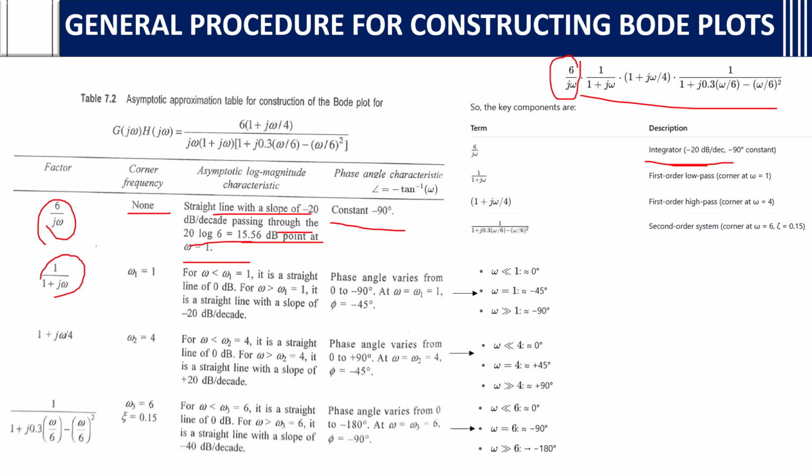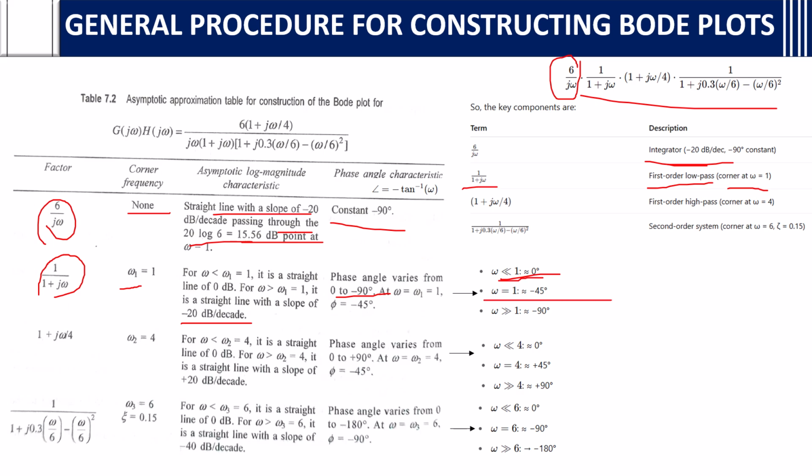And the second factor is 1 by (1 plus j omega). As you see, it is in the form of a first order low pass. Here the corner frequency omega is 1. If omega is less than omega 1, it is a straight line at 0 dB. If omega is greater than omega 1, it is a straight line with a slope of minus 20 dB per decade, same as the first order low pass. Phase angle varies from 0 to minus 90. If omega is less than 1, it is 0. If omega equals 1, what happens?